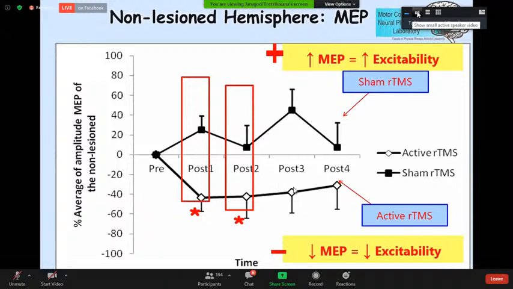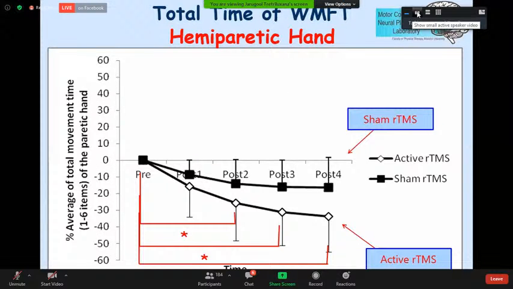So what do we care about next? We care whether, after the brain gets suppressed, the paretic hand gets better. This graph shows you the time of the paretic hand measured by the Wolf Motor Function Test. The negative number represents a reduction in the movement time. Post 2 is immediately after the training, post 3 was 1 week post training, and post 4 represents 2 weeks after the training. What we see is a reduction in the total movement time of the Wolf Motor Function Test, significant only in the experimental group who received TMS combined with task-specific training, and the effect lasts at least 2 weeks.